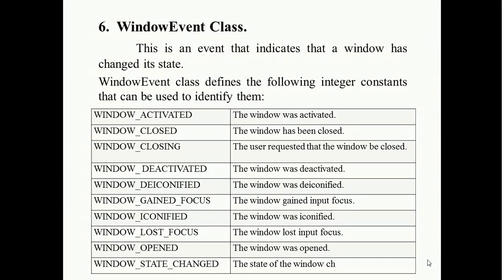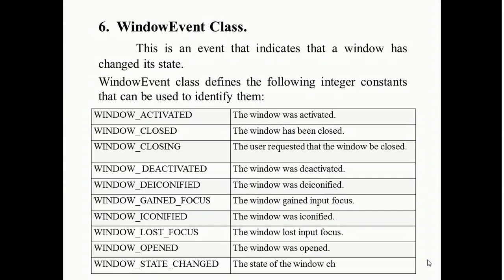First event is WINDOW_ACTIVATED. This event occurs when the window was activated. Second event is WINDOW_CLOSED. This event occurs when the window has been closed. Third event is WINDOW_CLOSING. This event occurs when the user requested that the window be closed. Fourth event is WINDOW_DEACTIVATED. This event occurs when the window was deactivated. Fifth event is WINDOW_DEICONIFIED. This event occurs when the window was deiconified.